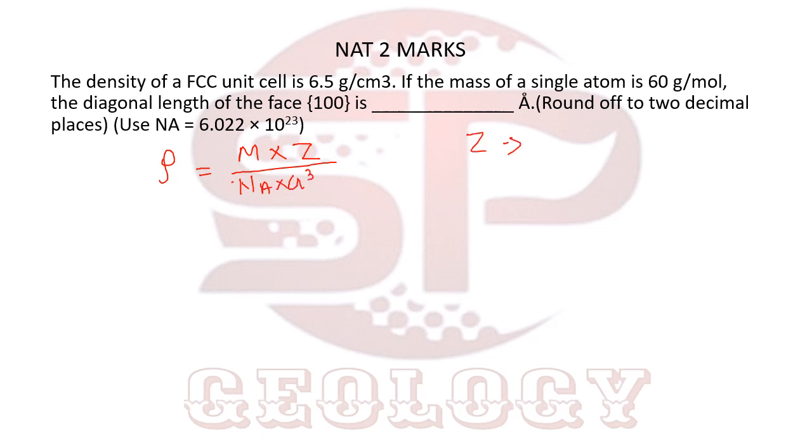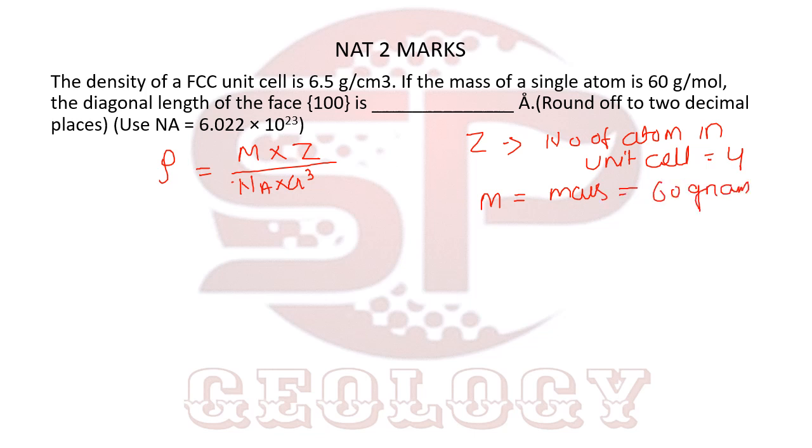So Z here indicates the number of atoms in the unit cell. Here it is FCC, so Z will be 4. Then M is your mass, it is given as 60 gram. Then Na is Avogadro's number, given as 6.022 into 10 to the 23, and a is the side of the cube. So rho is given as 6.5 gram per centimeter cube.